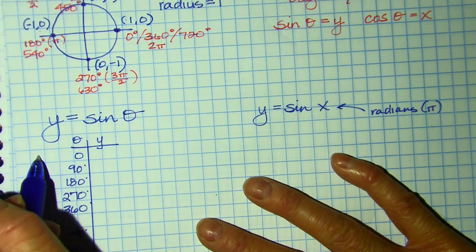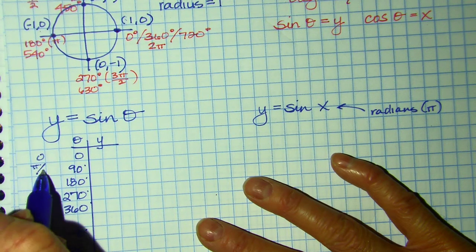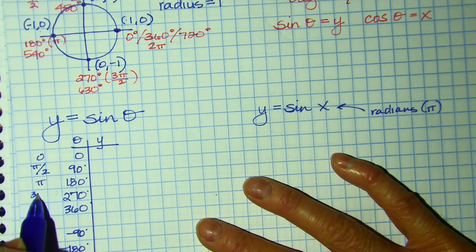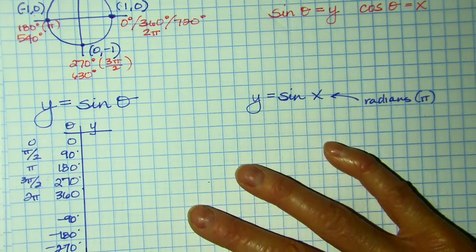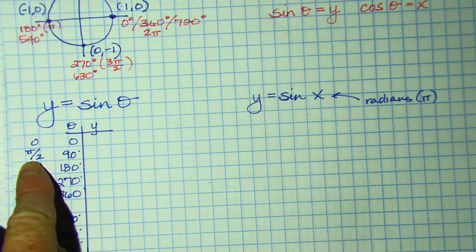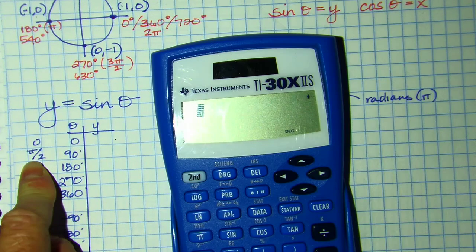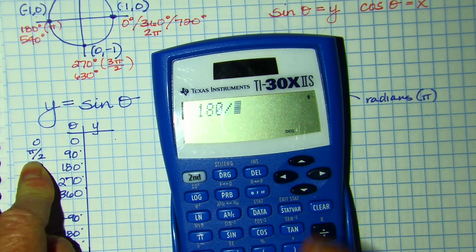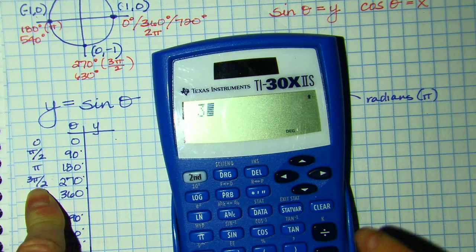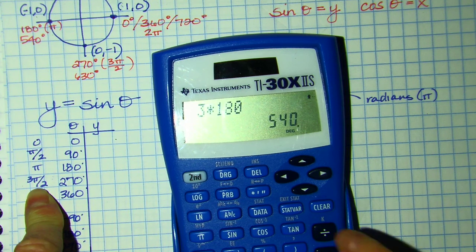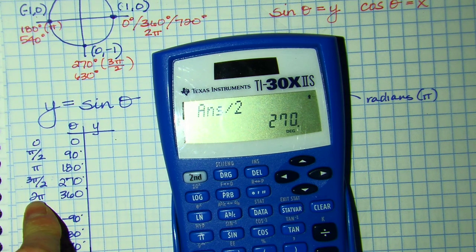0 in radians would still be 0, but this is pi over 2, pi, 3 pi over 2, 2 pi. Okay, those are the radian values. And remember, pi radians equals 180. So the reason why 90 is pi over 2 is because 180 divided by 2, or pi radians over 2, is 90. Pi is 180. This is 3 times 180 divided by 2, which is 270. So these do have the same value.